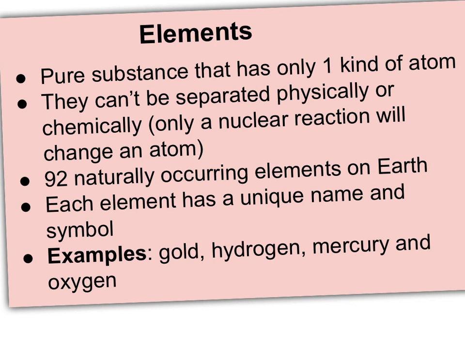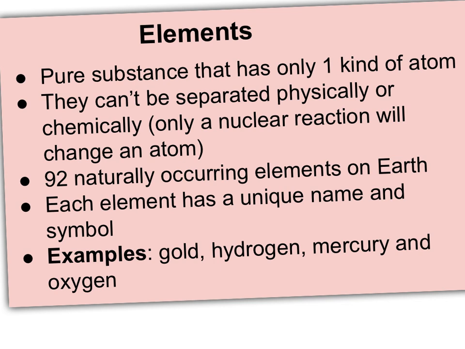So an element is a pure substance that has only one kind of atom in it, so they can't be separated physically or chemically because it's the smallest piece of an element. It's the smallest piece of a substance you can get and still have that element. For example, one atom of gold is the smallest sample of gold you can have and still have gold.